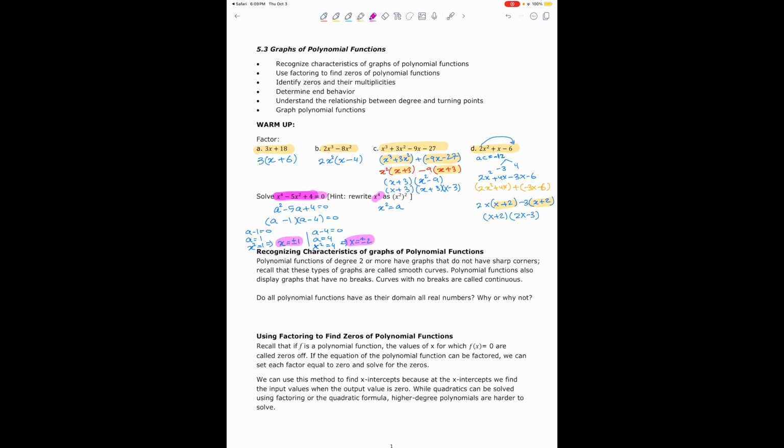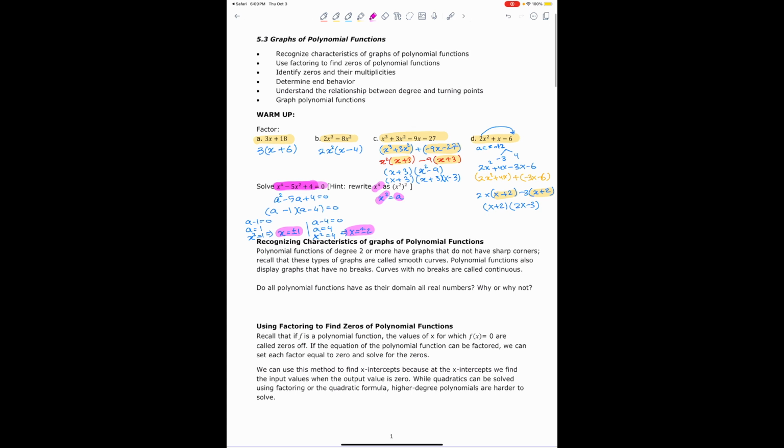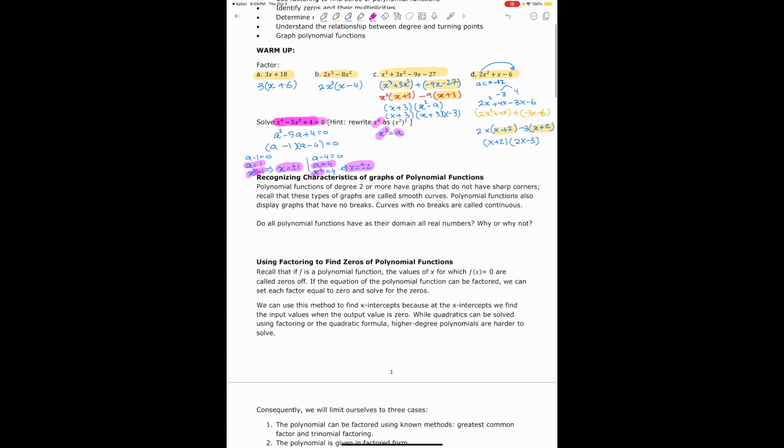So an equation like that can be treated as quadratic. The trick here is to make x squared equal to another variable and then treat it as quadratic, solve it as quadratic, but don't forget that the variable that we assumed is actually x squared. It is not the final answer. So with these skills refreshed, we are ready to dive into the content of this section. The first thing we're going to learn is to recognize the characteristics of graphs of polynomial functions. We know that polynomial functions of degrees 2 or more have graphs that do not have sharp corners.